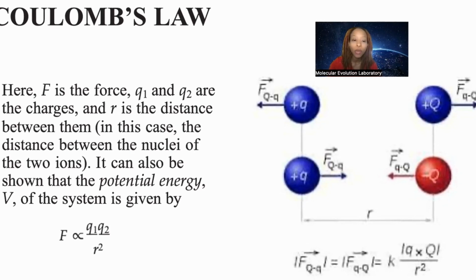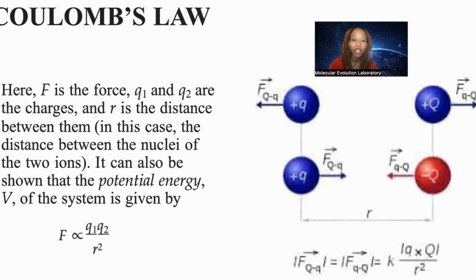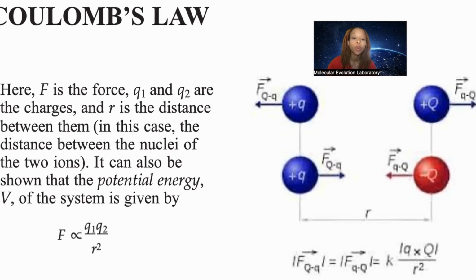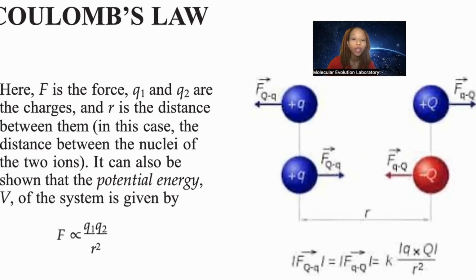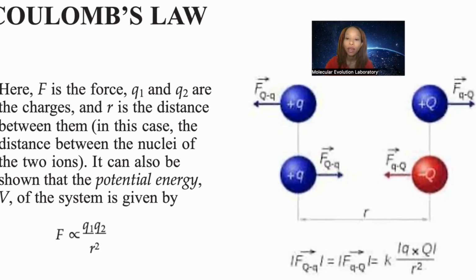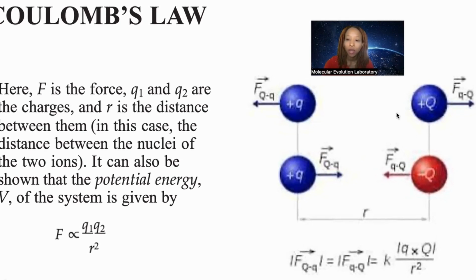It can also be shown that the potential energy of the system is given by the force times Q1 times Q2 divided by R squared, which would be the distance between them. So Q1 times Q2 divided by R squared, which is the distance between them. And it basically is calculating the force between each.